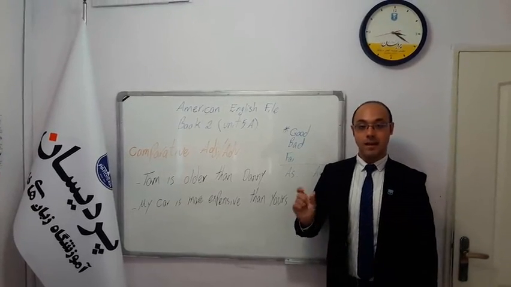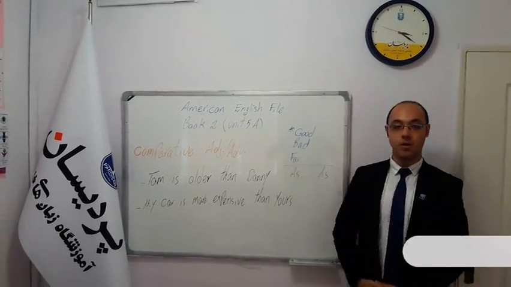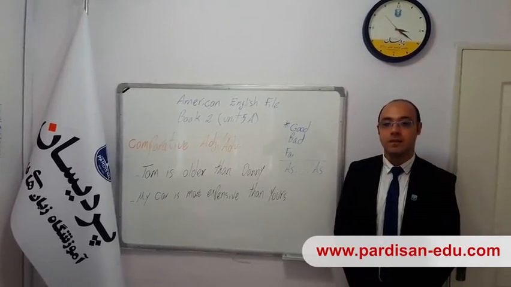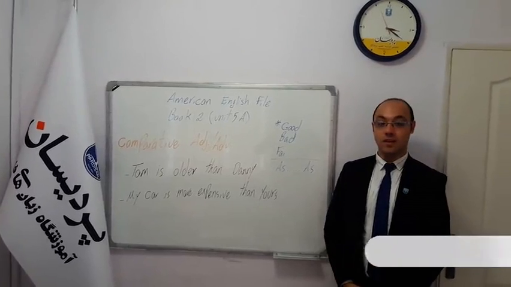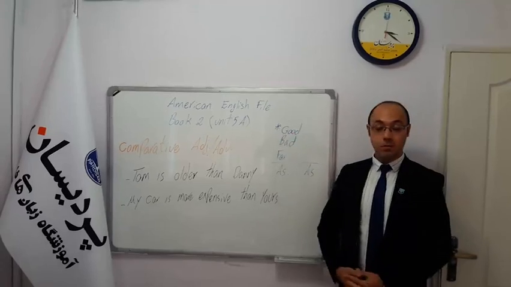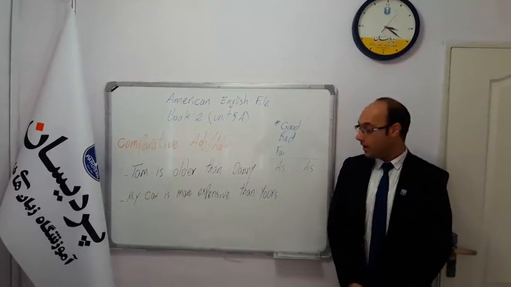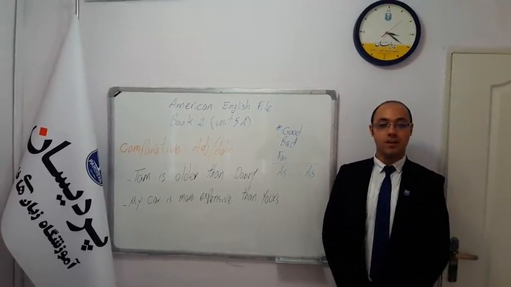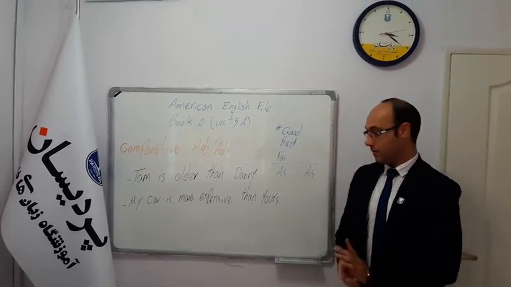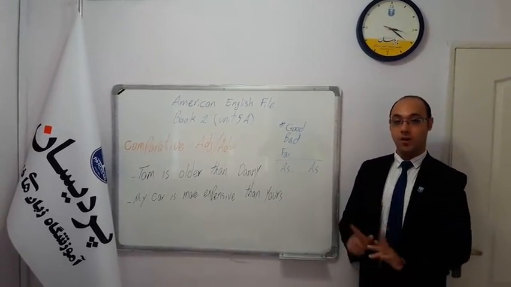Another point about comparative adjectives and adverbs is that we have three words such as good, bad, far. We cannot add er or more or less in order to make comparative form of these three adjectives. Instead of that, we completely change the form of them. So, comparative form of good is better, comparative form of bad is worse, and comparative form of far is farther or further.